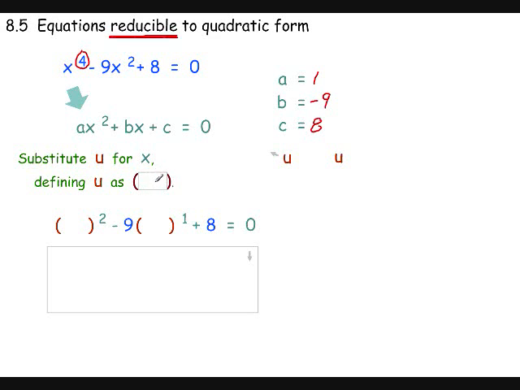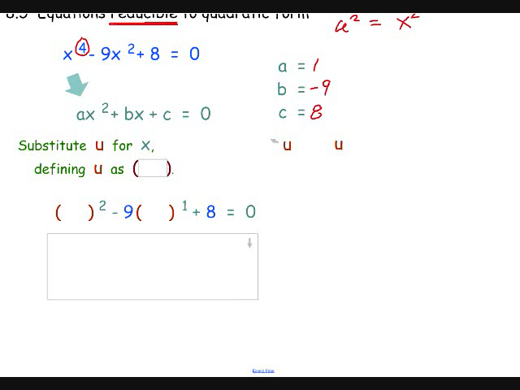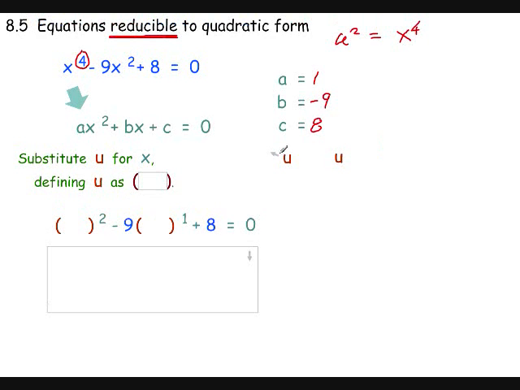I'm going to define u as, okay, what number squared will equal x to the 4th? What number squared will equal x to the 4th? Go ahead and do it.